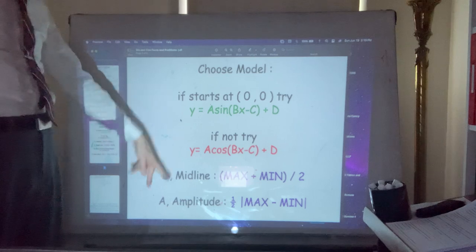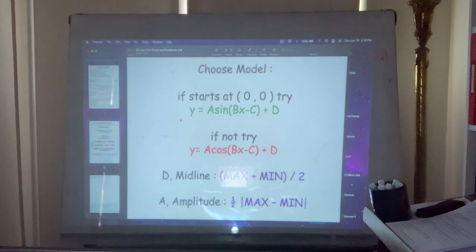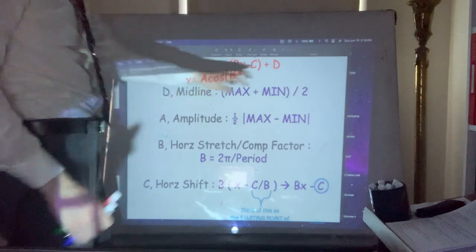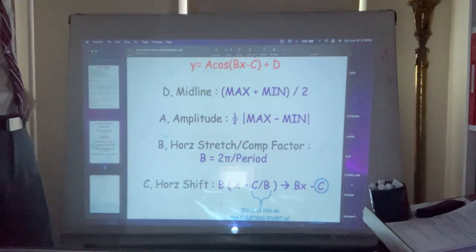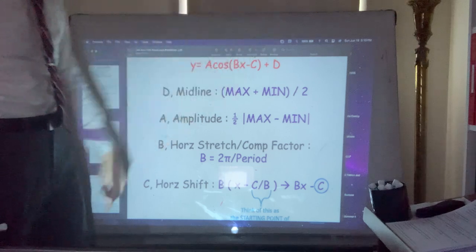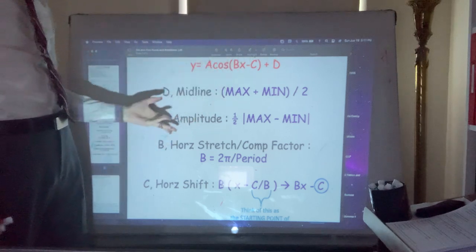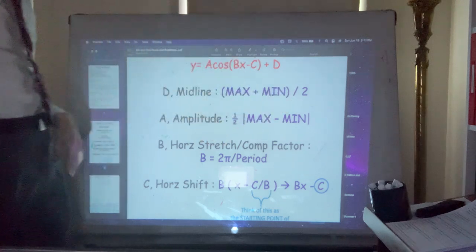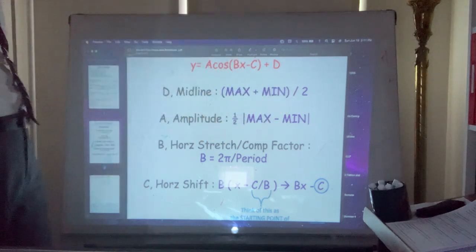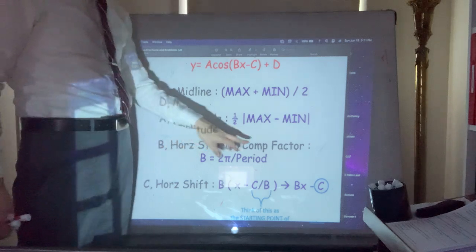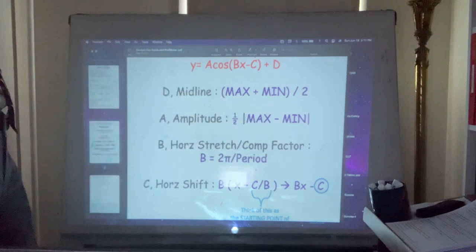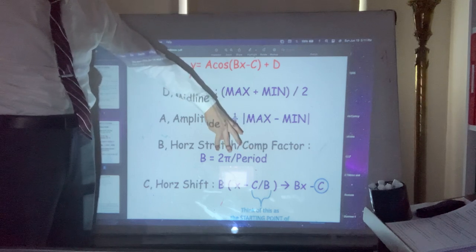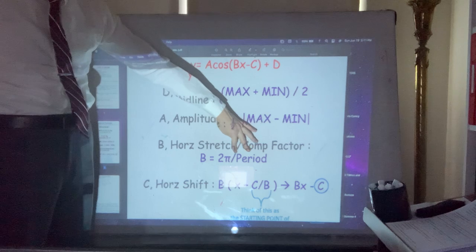Then follow things in this order. Look for the midline first, in which case it would be the max and the min added, and you would just divide it by 2, and then you could put that in the formula. Then look for the amplitude, which would be the same max and min, but subtracted and then cut in half, and then you could put that in place of A. And then look for the horizontal stretch or compression factor. You could start with identifying what the period is and dividing 2 pi by that actual period.